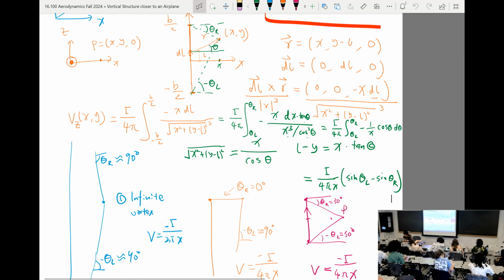where the vortex and the observation point form an equilateral triangle. Okay, so this is P. These are the two ends of the vortex. Again, the vortex goes like this. In this case, my minus theta L is equal to 30 degrees, and my theta R is also equal to 30 degrees, right? What is going to be the velocity here?